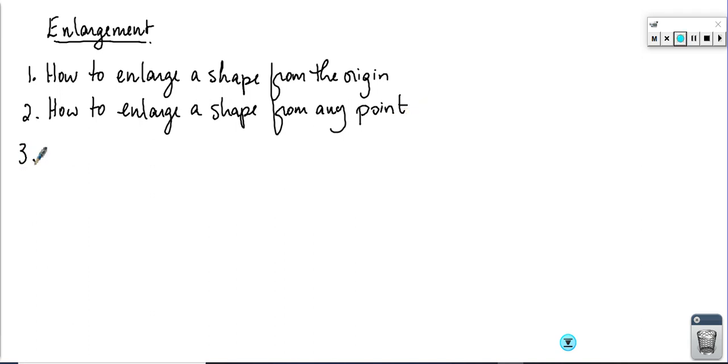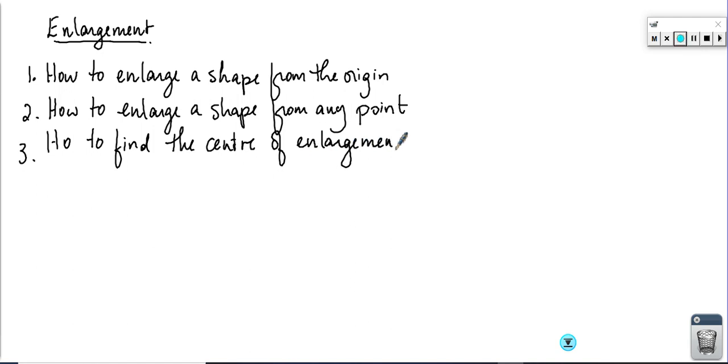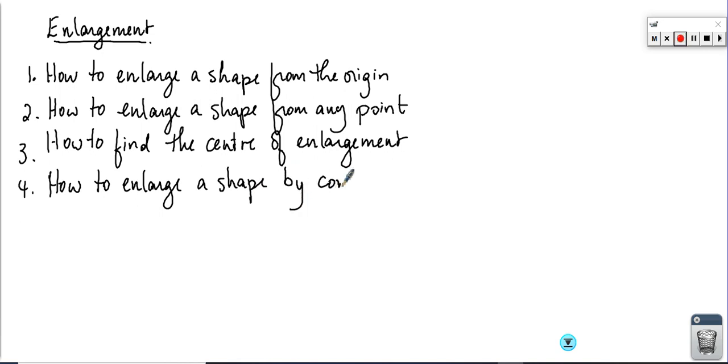Number 3, we're going to see how to find the center of enlargement. Number 4, we're going to find how to enlarge a shape by construction. Those are our 4 objectives for this lesson. Let's start from the beginning. Let's start by finding how to enlarge a shape from the origin.